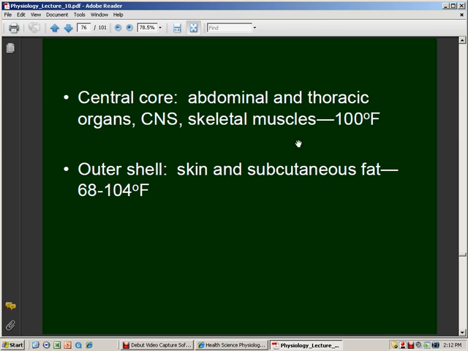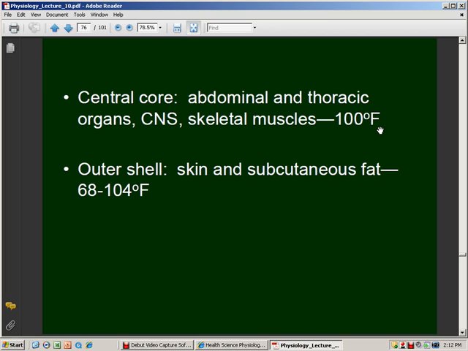So your outer shell can fluctuate, and you can see between 68 to 104 going up and down. So I guess that's closer to a 40, about 35.5 degree. How about we do that one? But the outer shell can change, but your central core is very fixed. In fact, your central core is regulated down to 100th of a degree. So if it goes from 100.00 to 100.01, your body starts going, uh-oh. And it starts doing things to accommodate.